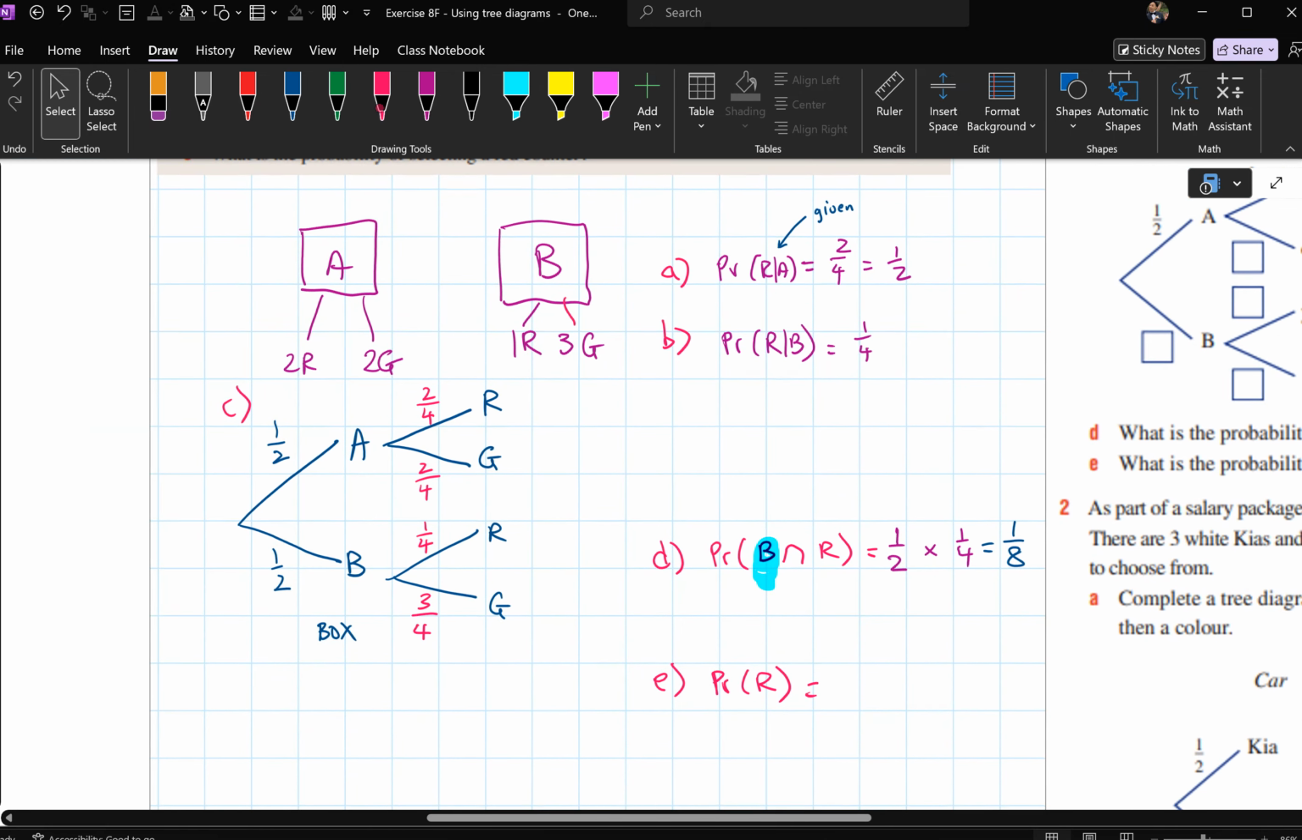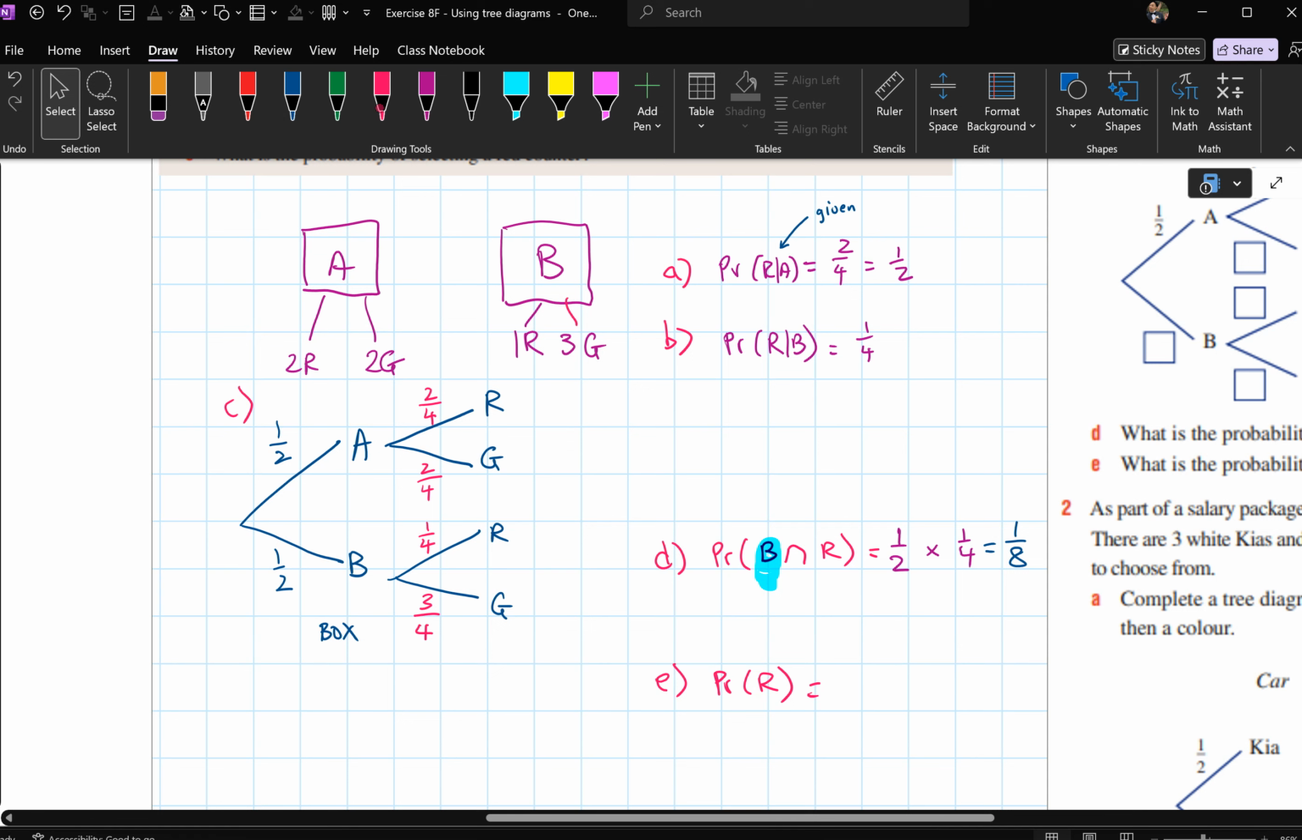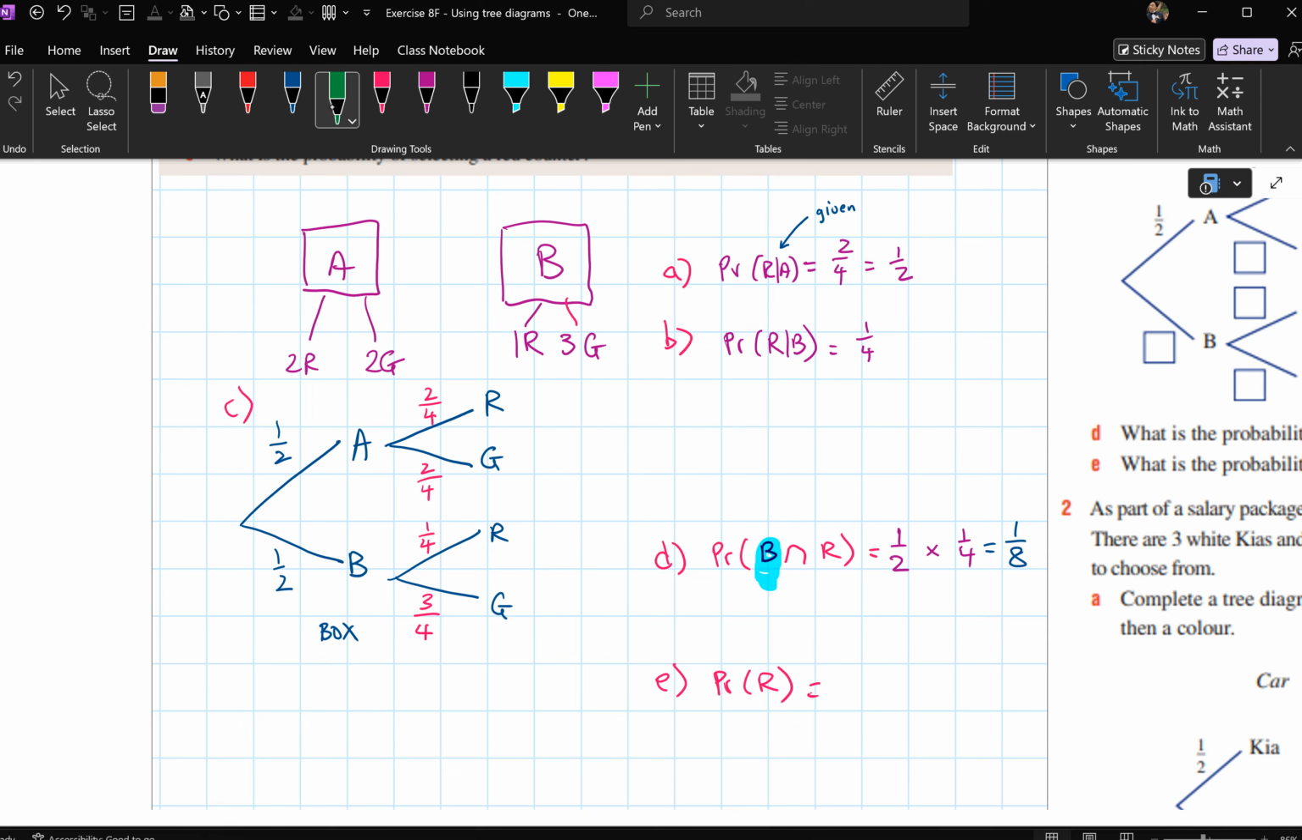Oh, yeah. Let's go. You can go. What's the chance of getting a red? How do we do this? Anyone have a crack? How do we find the probability of getting a red counter? Sash, what do you think?